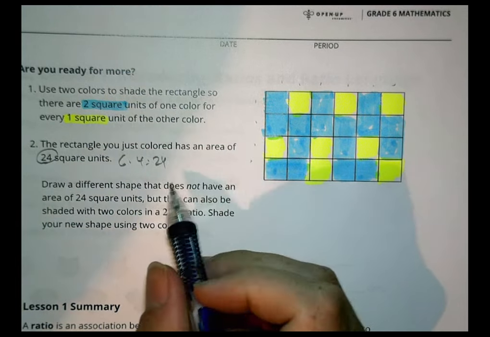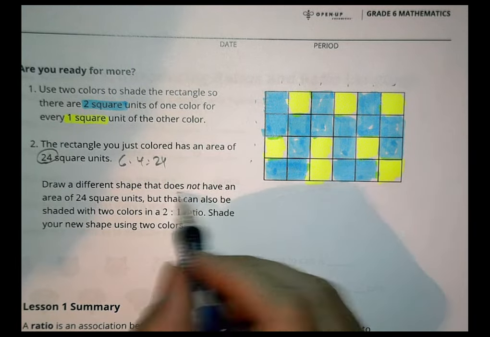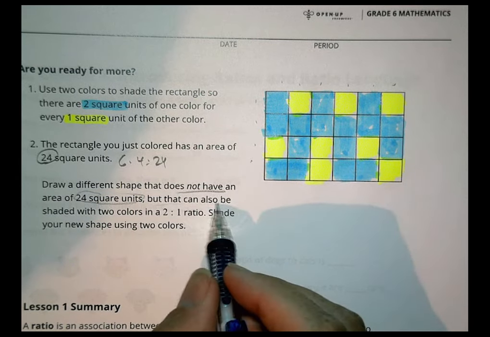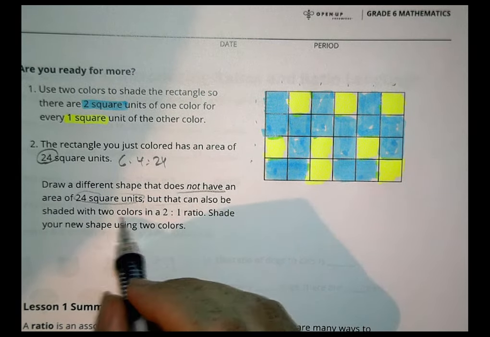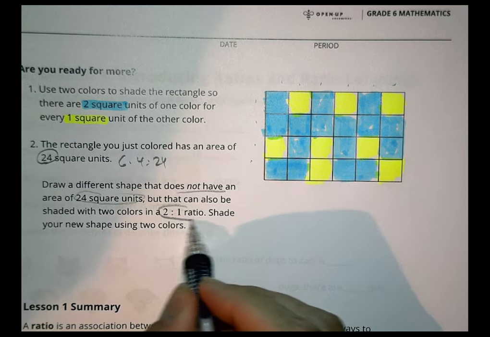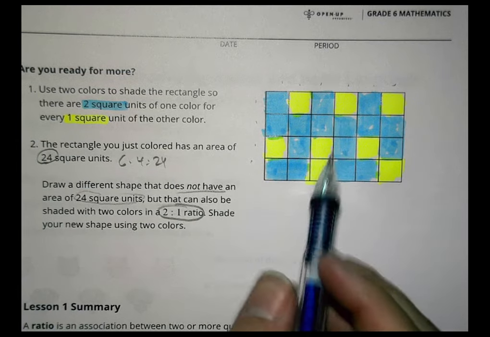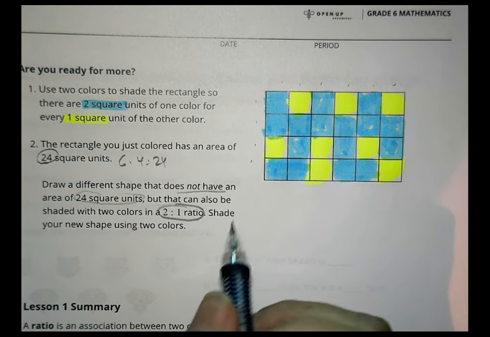Let's draw a different shape that does not have an area of 24 square units, but that can also be shaded with the 2 colors in the 2 to 1 ratio. Okay, so here is one shape with 2 to 1 ratio with those colors. It wants us to do another one.